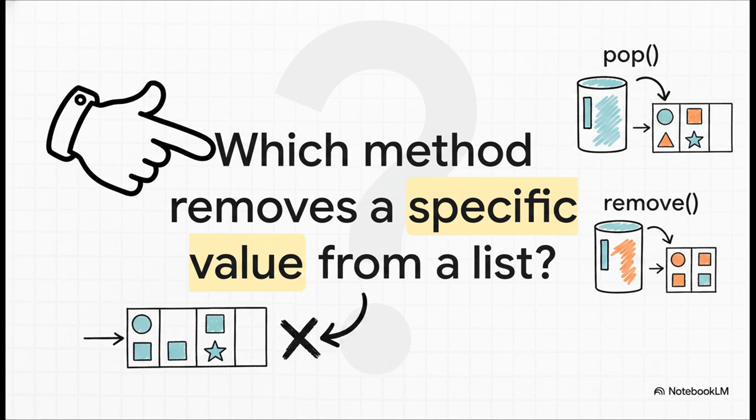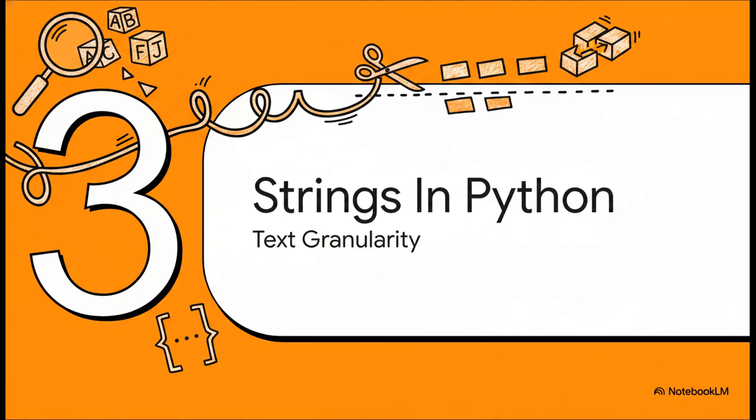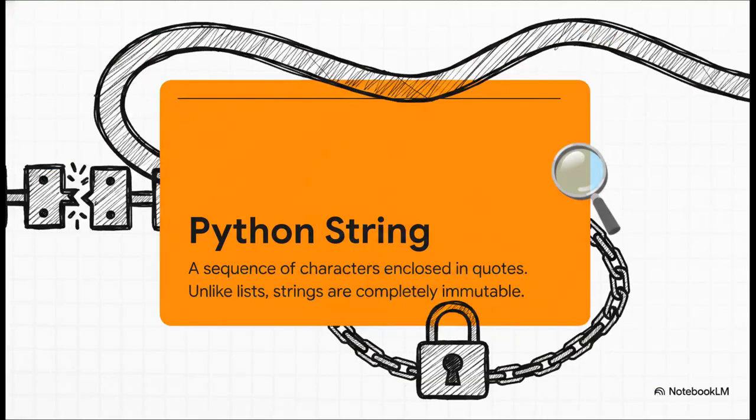that you specify. Finally, we've reached our third topic. We're scaling down from big collections to look at some granular text manipulation with Python strings. Simply put, a string is text. It's a consecutive sequence of characters, like hello students, enclosed in single or double quotes. Keep in mind, Python doesn't actually have a single character data type. Even just a single letter like A is treated as a string of length 1.